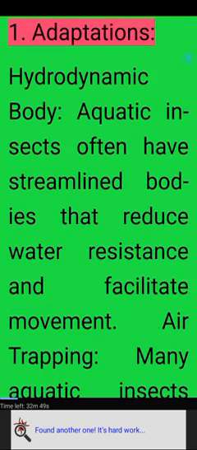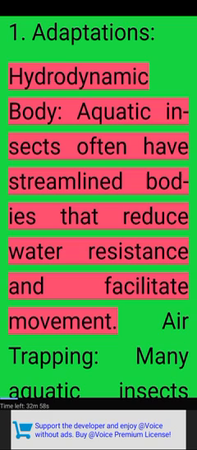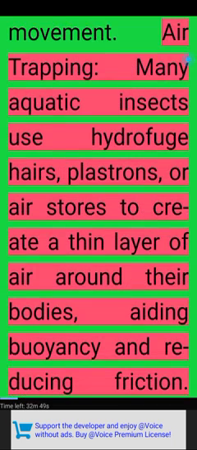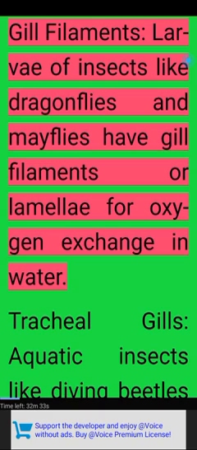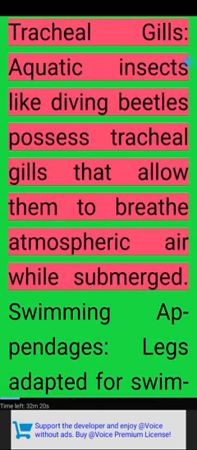1. Adaptations. Hydrodynamic body. Aquatic insects often have streamlined bodies that reduce water resistance and facilitate movement. Air trapping. Many aquatic insects use hydrofuge hairs, plastrons, or air stores to create a thin layer of air around their bodies, aiding buoyancy and reducing friction. Gill filaments. Larvae of insects like dragonflies and mayflies have gill filaments or lamellae for oxygen exchange in water.